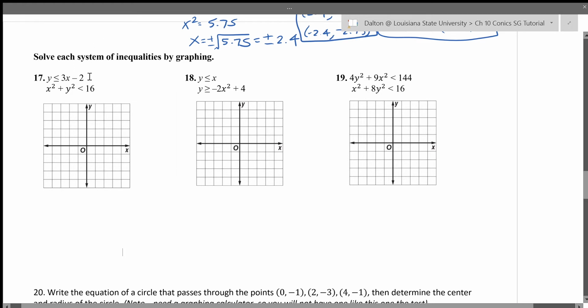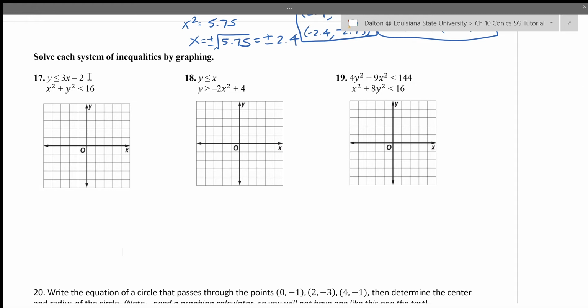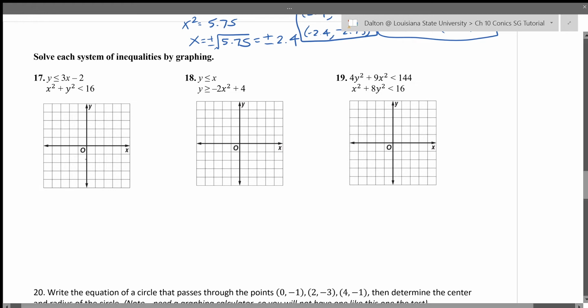The x exponent is just 1, and it's already in slope-intercept form. So my y-intercept is -2, so I can graph that first. Slope is 3, so I can count up 3 and over 1. It's less than or equal to, so I can just go ahead and make that a solid line.